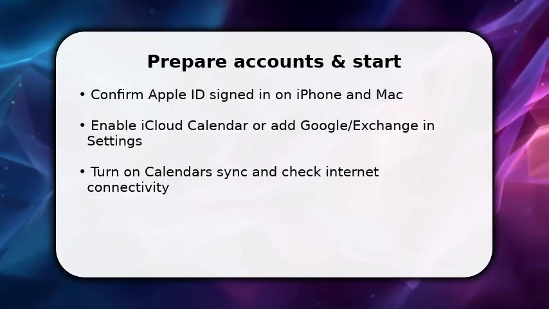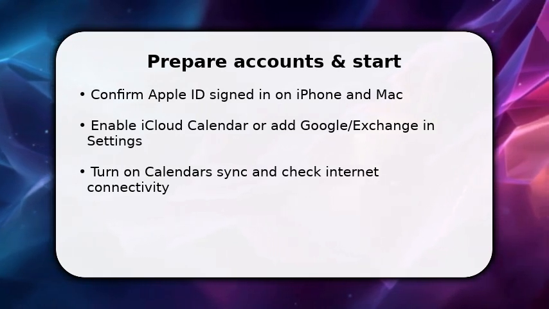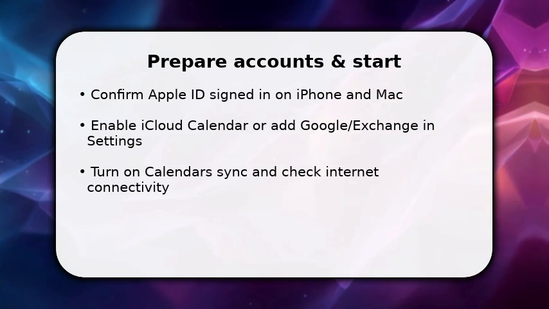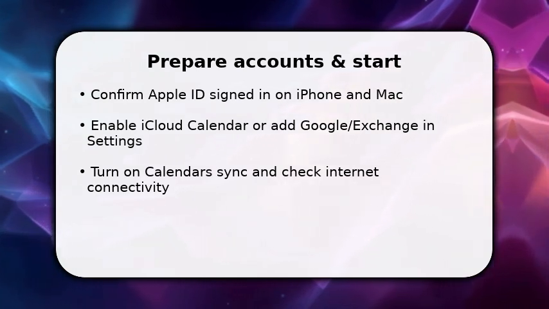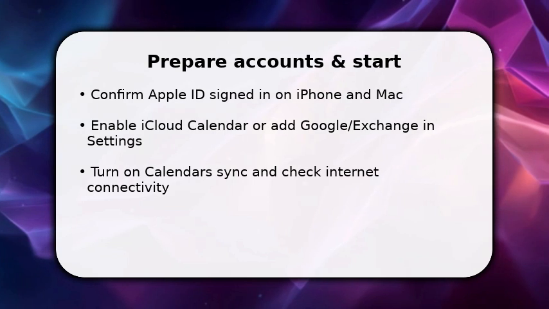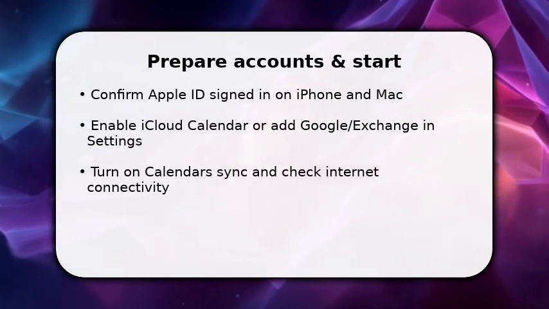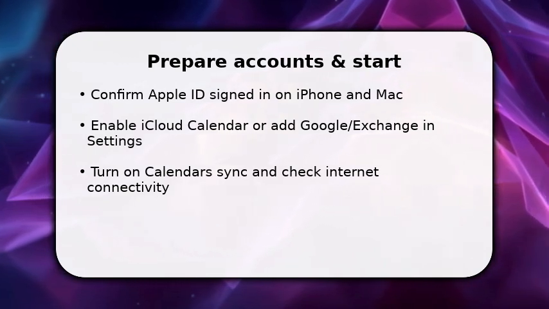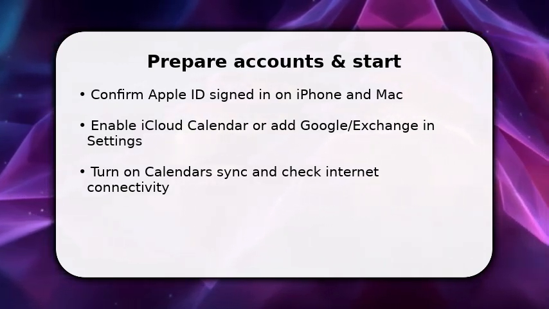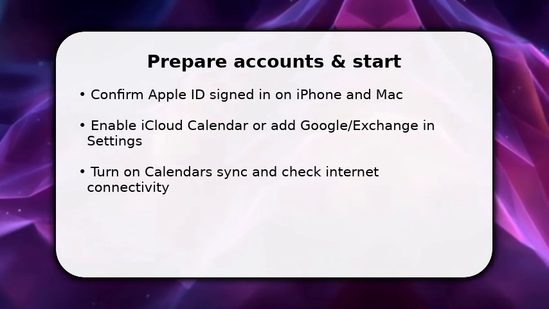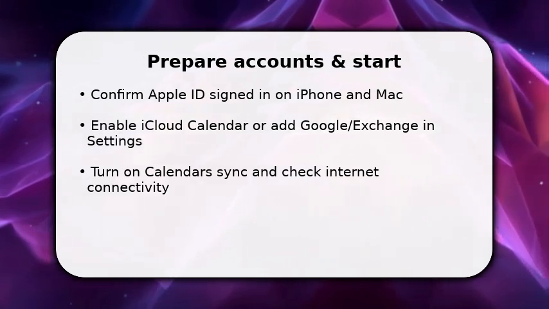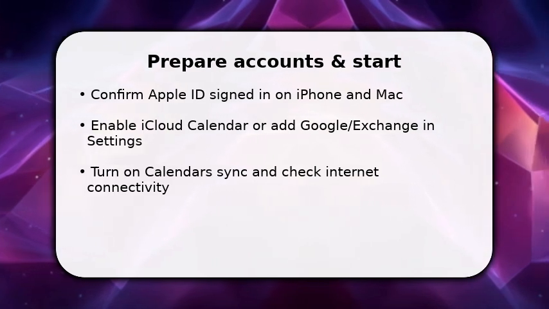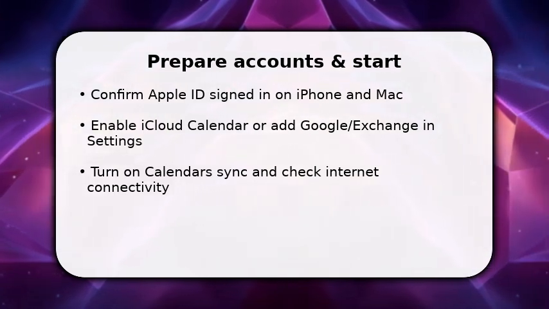You start by ensuring the same Apple ID or external account is active on both devices. On iPhone, open Settings, on Mac, open System Settings or System Preferences, then add or verify the account. Once added, enable calendar syncing for that account so events can flow. Make sure Wi-Fi or cellular is active and that you signed in recently. This is the foundation. Syncing won't work until the account and calendar toggle are both enabled and connected.